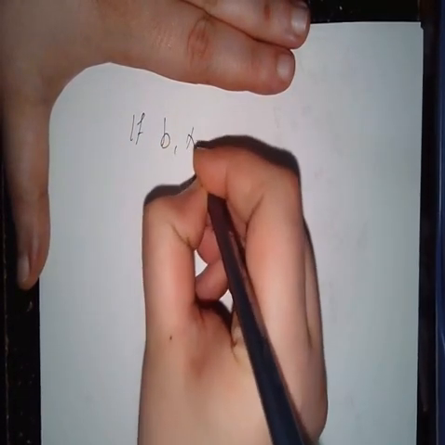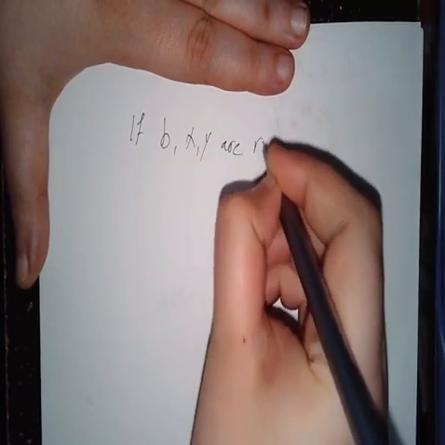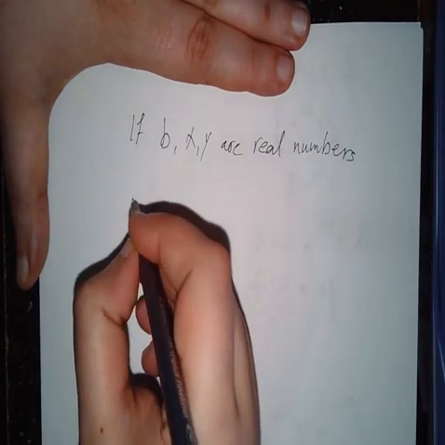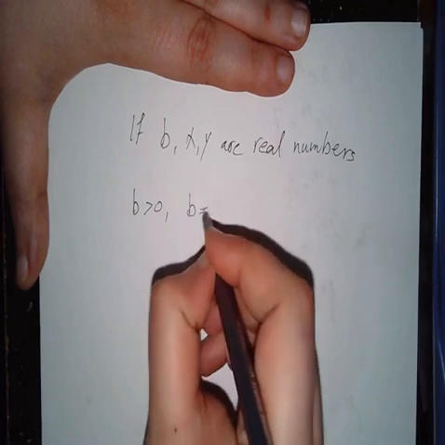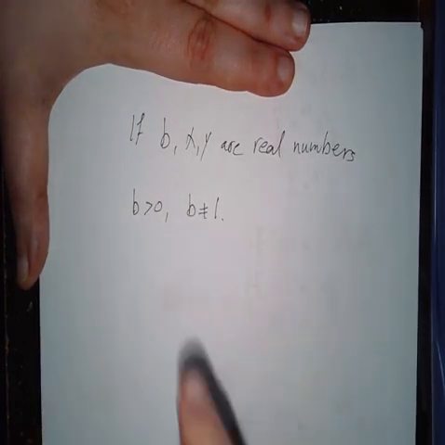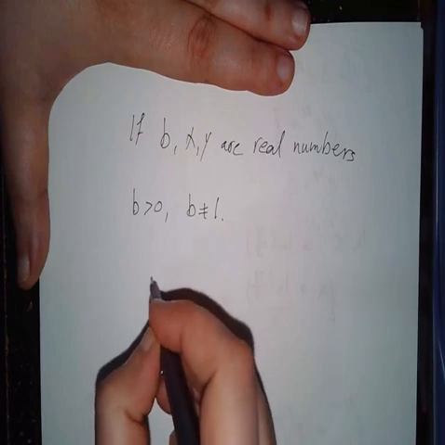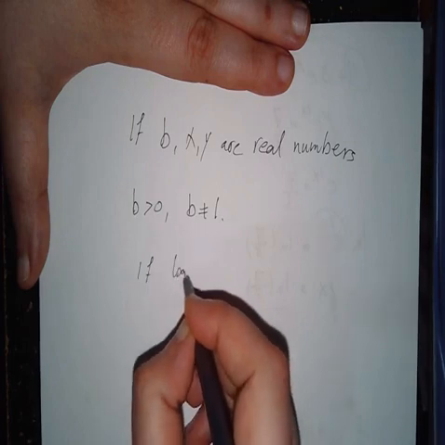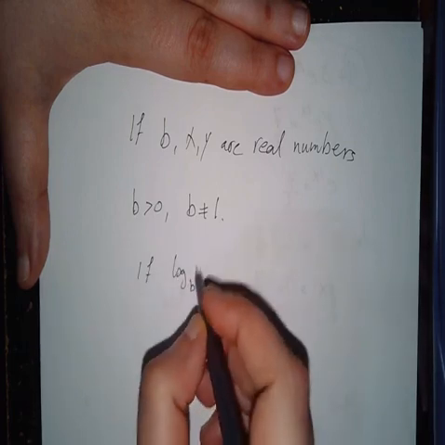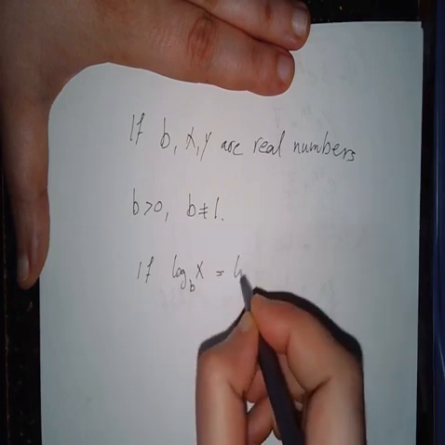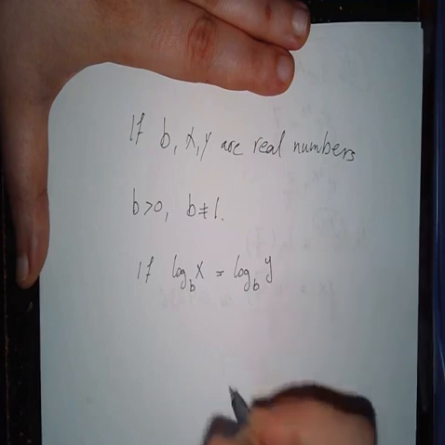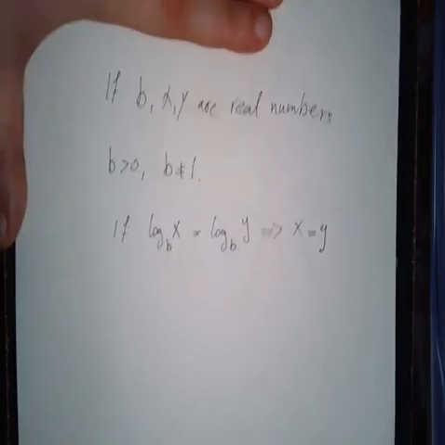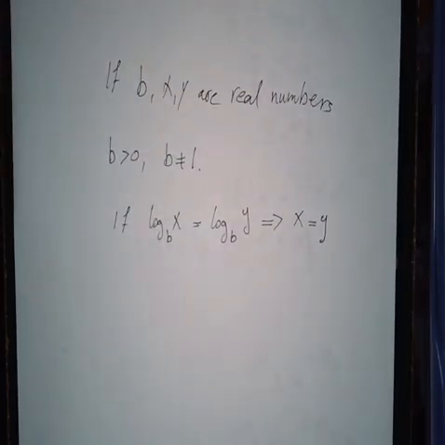If b, x, y are real numbers, and b is greater than 0 and does not equal 1, then if log base b of x equals log base b of y, that means that x equals y. So it's the same application, just instead of exponential, it's a log.